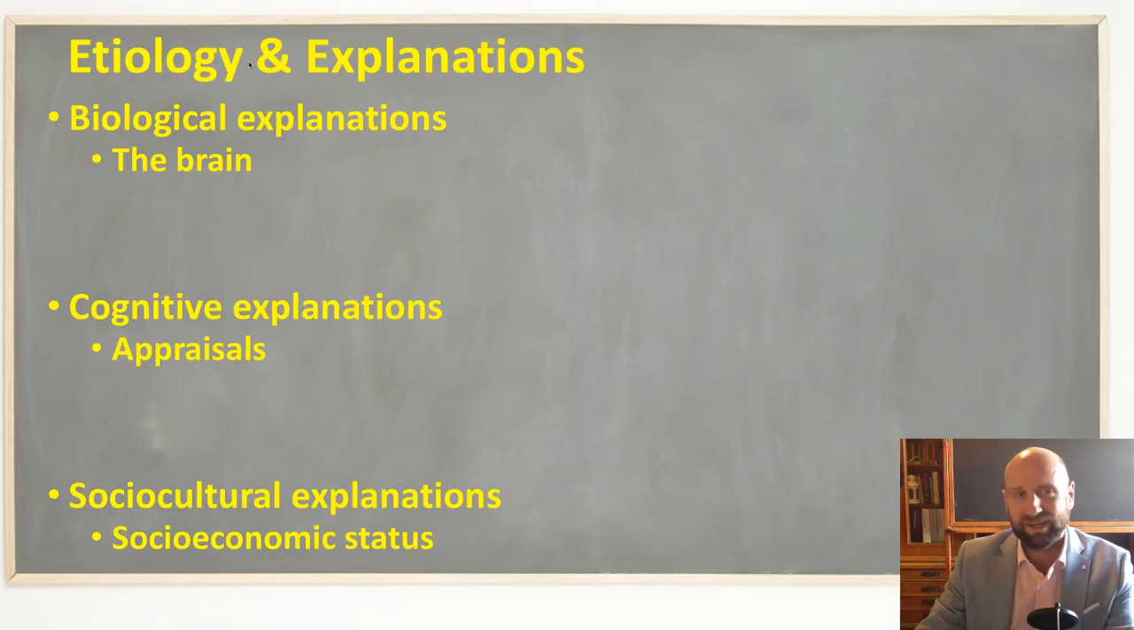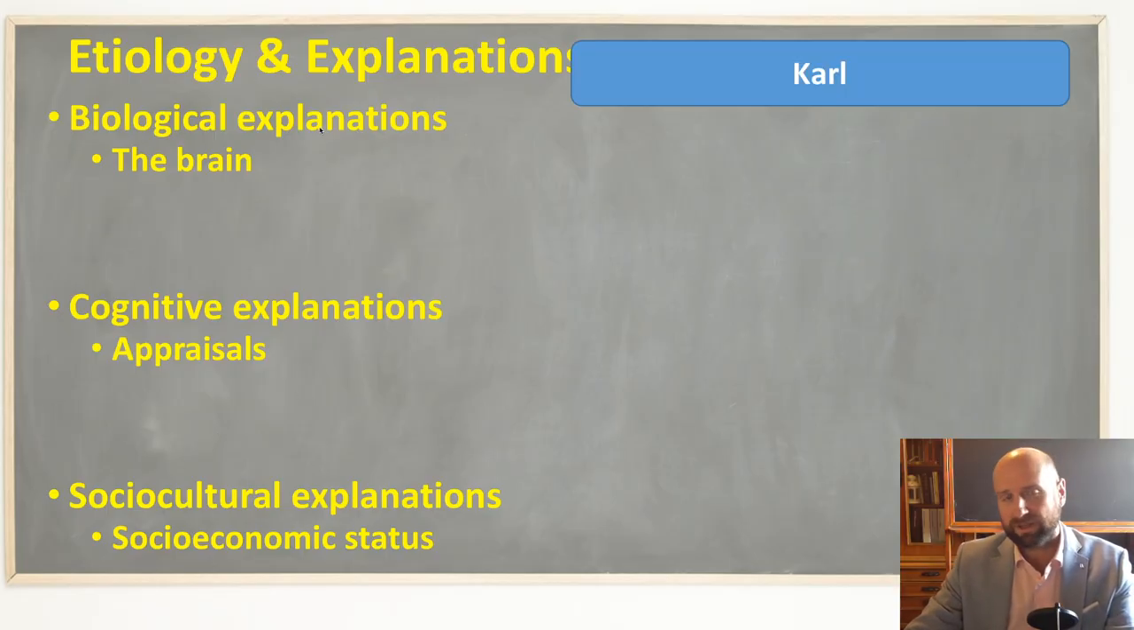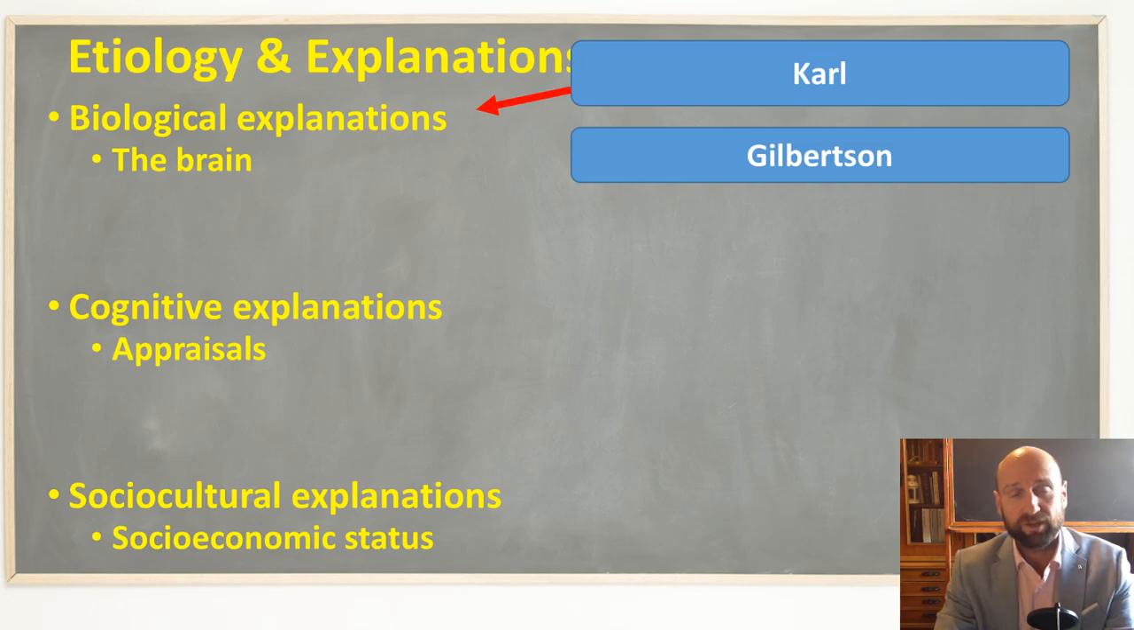So we can see here we can cover the 3 approaches and the topics, the etiology and explanations, all just by using the same content. So biological explanations in the brain, Carl et al. is a really good meta-analysis that combines a range of studies that show abnormalities in the hippocampus, prefrontal cortex, and the amygdala, and how they link to PTSD. We can use Gilbertson's twin study that shows that a small or reduced volume in the hippocampus is a risk factor for PTSD in war veterans.